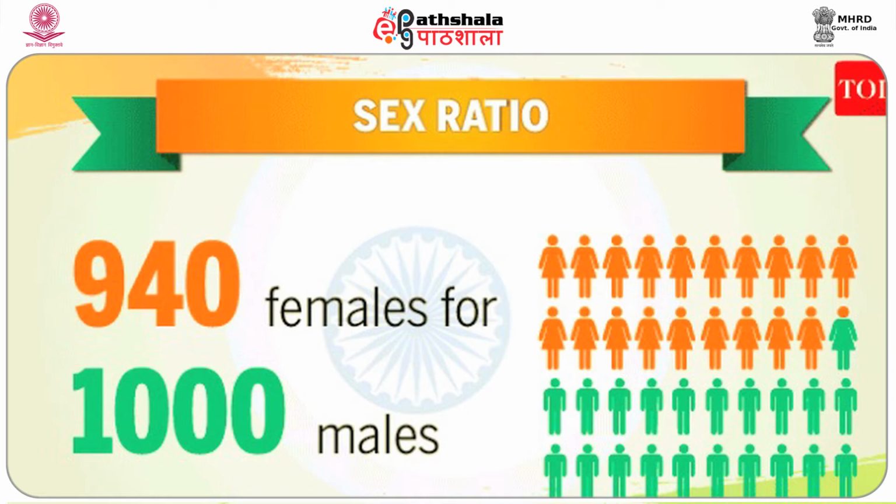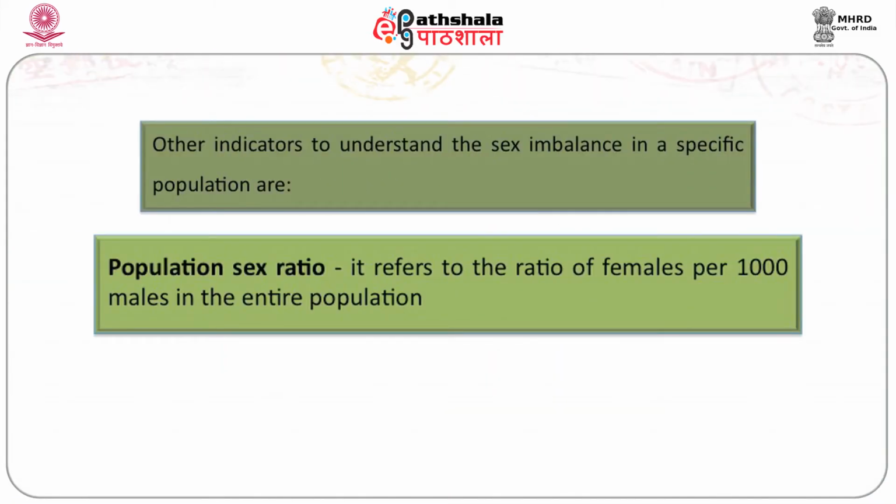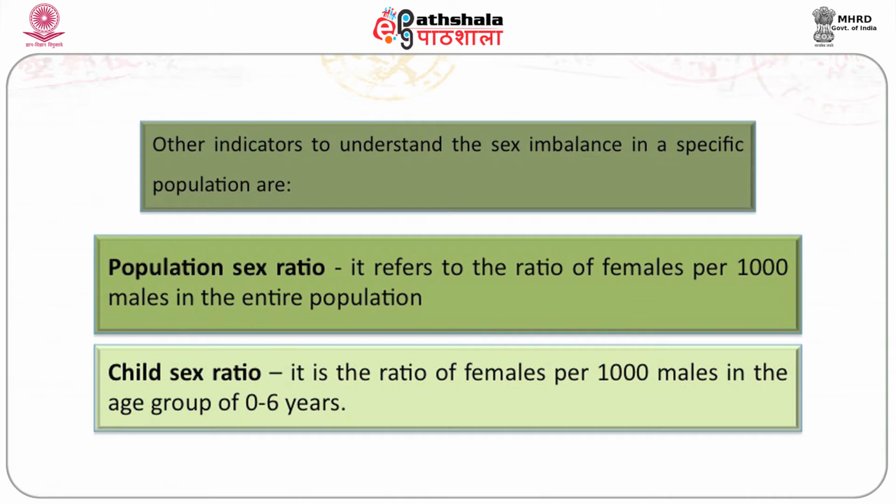Other indicators to understand the sex imbalance in a specific population are population sex ratio and child sex ratio. Population sex ratio refers to the ratio of females per 1000 males in the entire population, and child sex ratio is the ratio of females per 1000 males in the age group of 0 to 6 years.